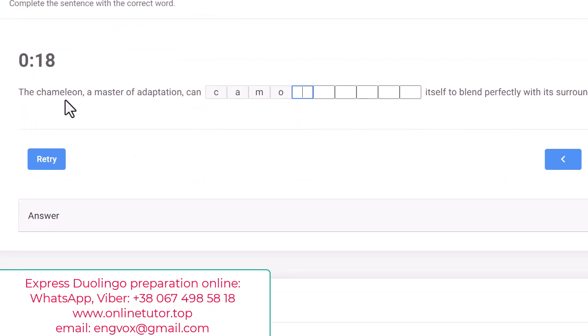The chameleon, a master of adaptation, can itself to blend perfectly with its surroundings. Yes, I'm sorry you don't see surroundings, but it's okay, I think. So, the chameleon, this animal, a master of something, this is a parenthetical expression. It doesn't change anything, so we read it as if there is no this. The chameleon can itself to blend perfectly. Obviously, 101% it's a verb, you see? Yes, because can do something.